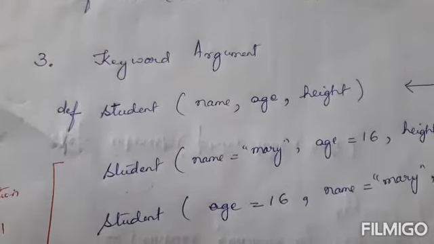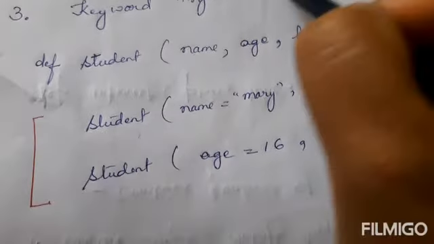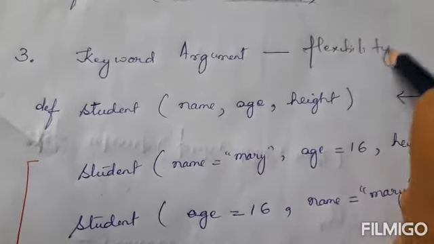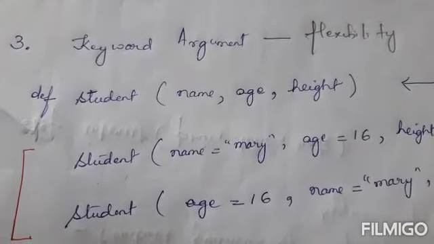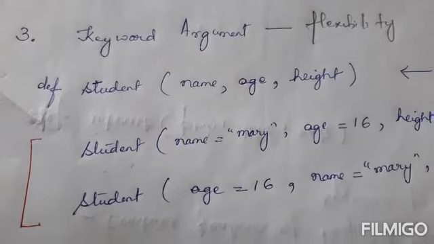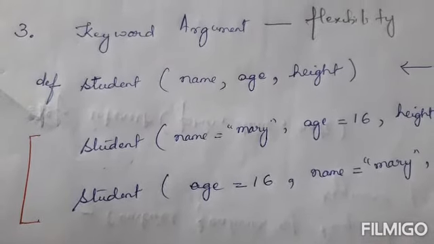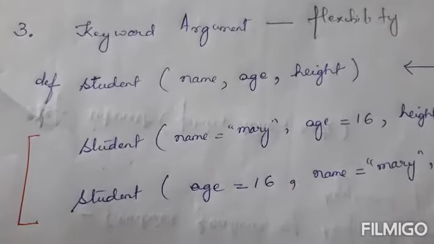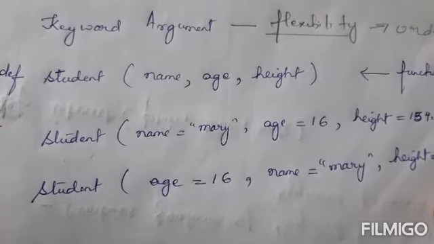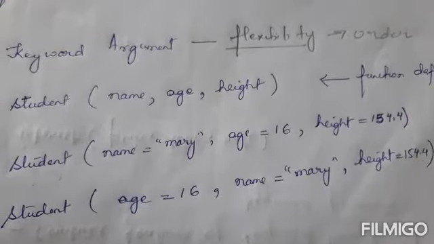Whereas in this third category, the keyword argument, you are provided with the flexibility that you don't have to follow the correct order or sequence in order to include your variable or your literal. I'll just call it variable from now on. You don't have to follow a specific order in order to assign the value to your parameter.